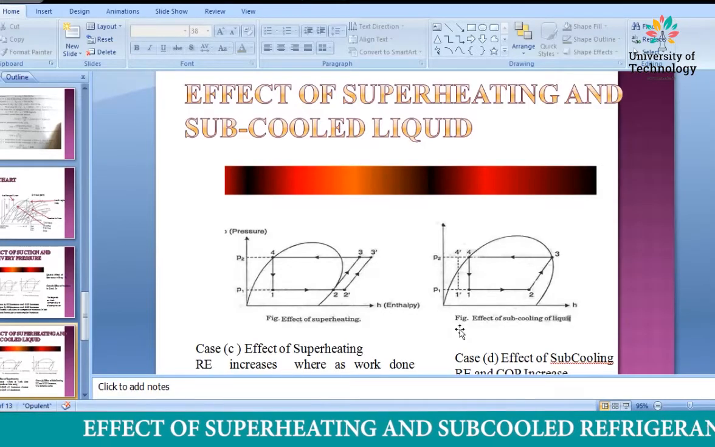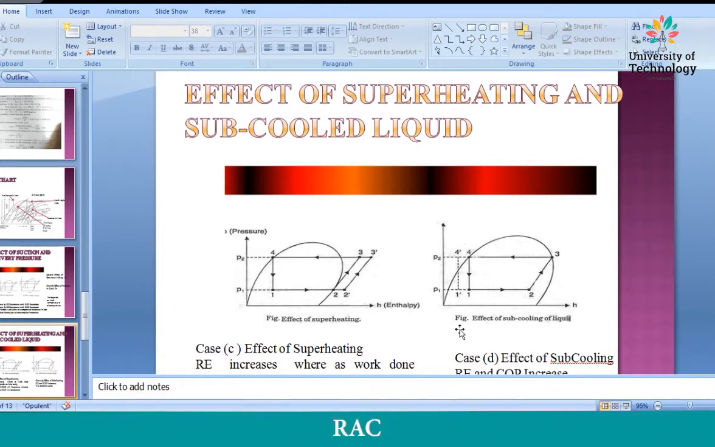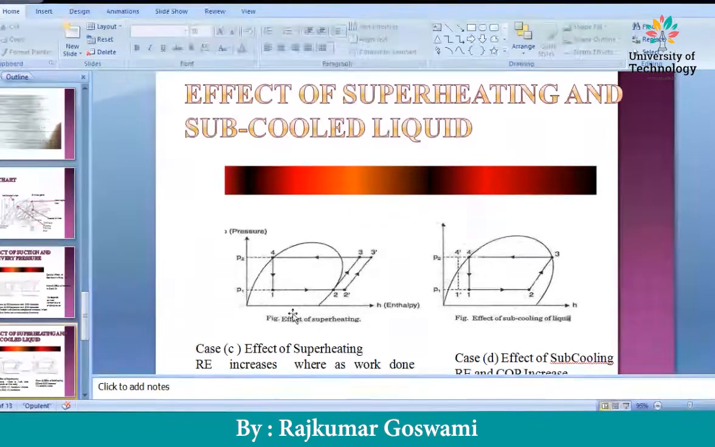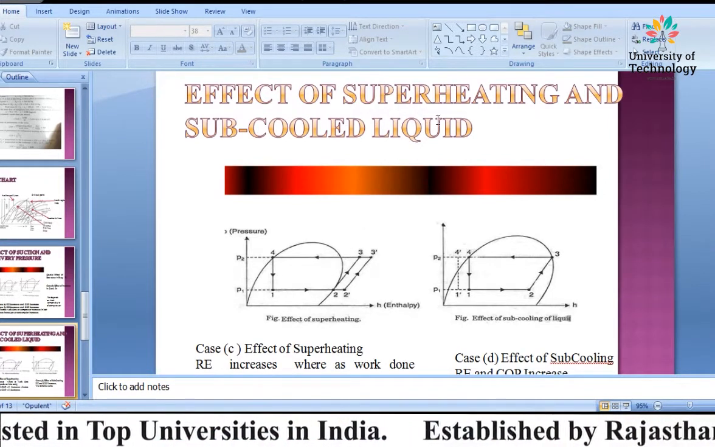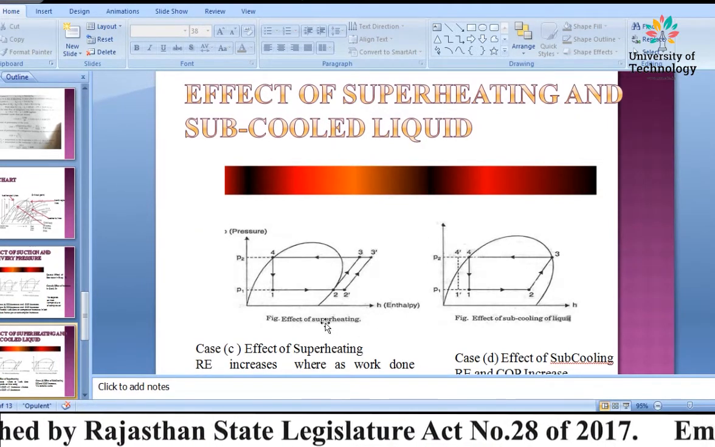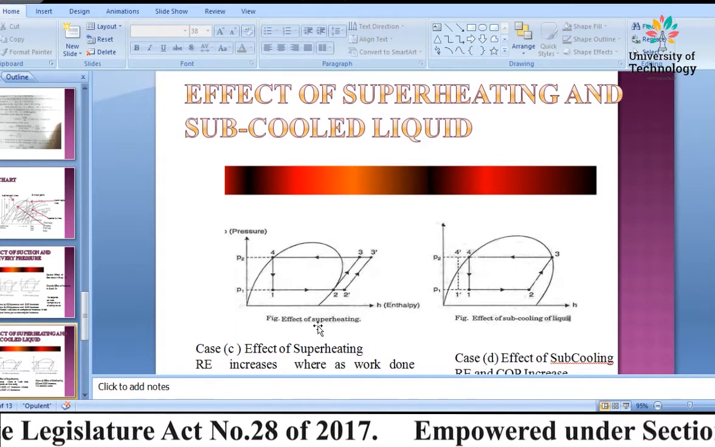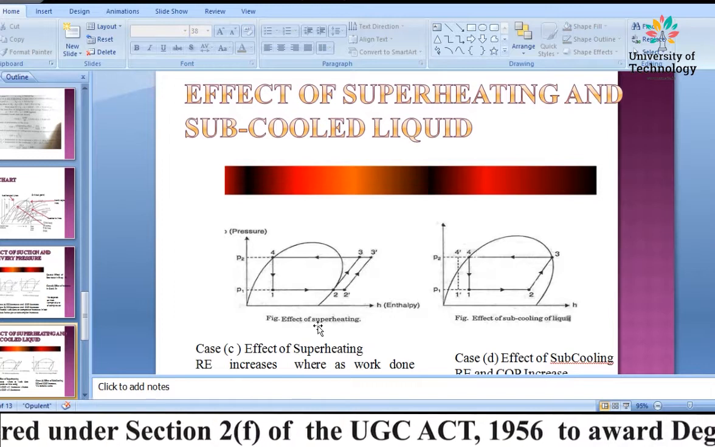...and subcooling on a simple vapor compression refrigeration system, or simple vapor compression refrigeration cycle. It is now appropriate to use the p-h chart. This is the p-h chart for studying the effect of superheating and subcooled liquid. Now, first condition: the effect of superheating on the simple vapor compression refrigeration system.